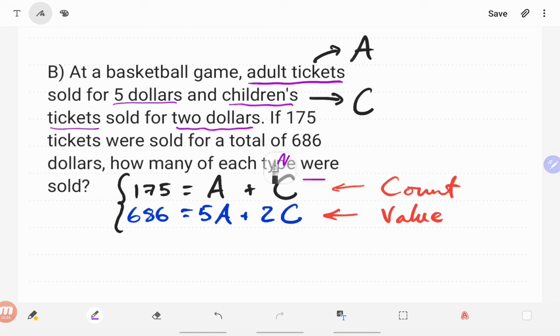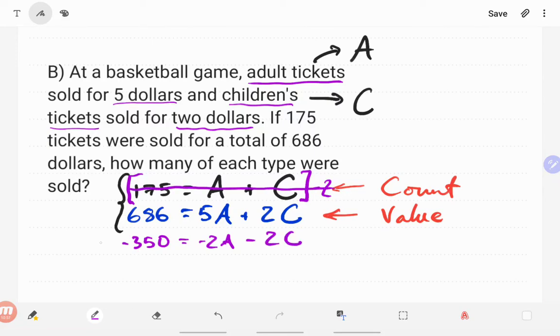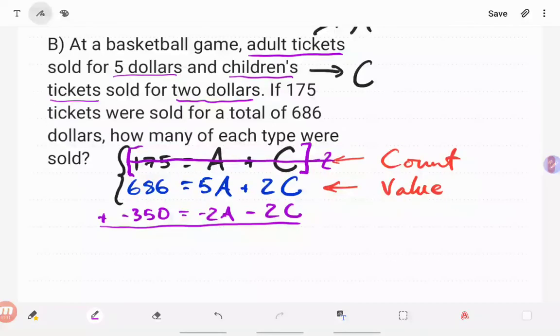Okay, so here we go. Let's multiply this top one here by -2. We're going to multiply by -2. What that gives us is -350 is equal to -2a minus 2c. Right? We have canceled out this top one and gotten our new equation. Now, this is the same equation as that top one, right? And that's just because you can multiply both sides of an equation by the same value, and it does not change the value of your equation. It just makes it look a little different. That is our multiplicative property of equality.